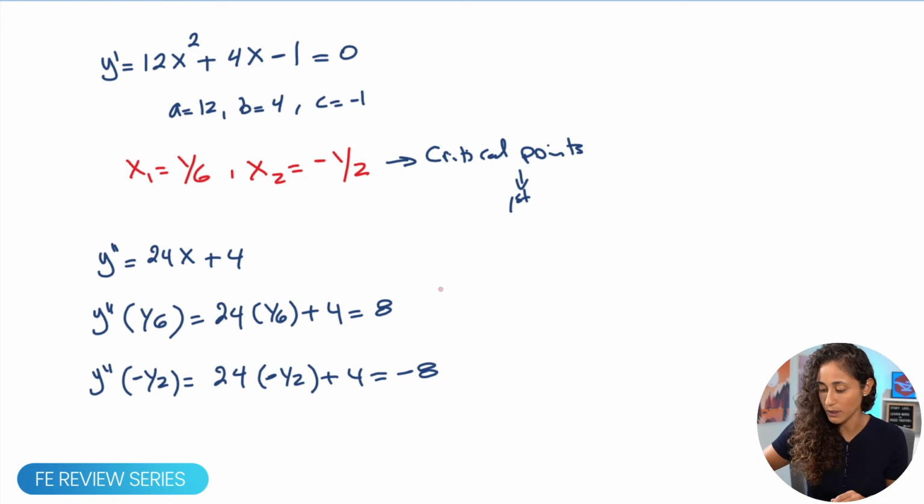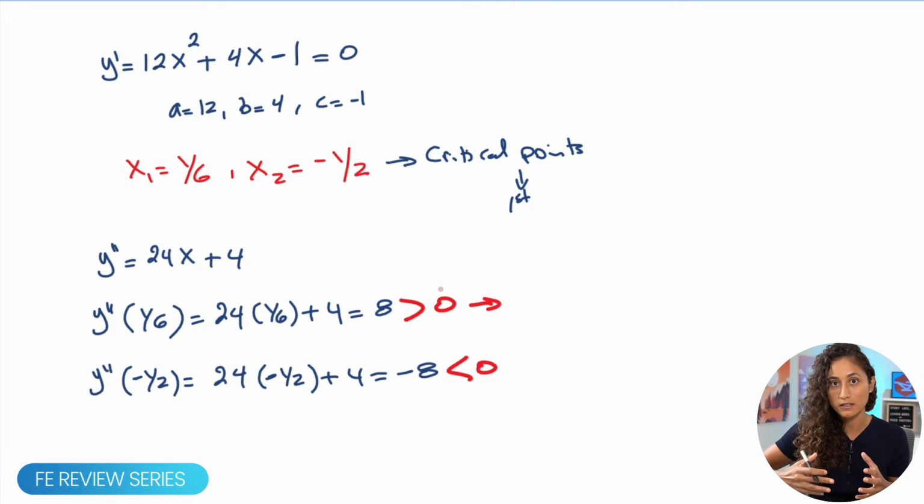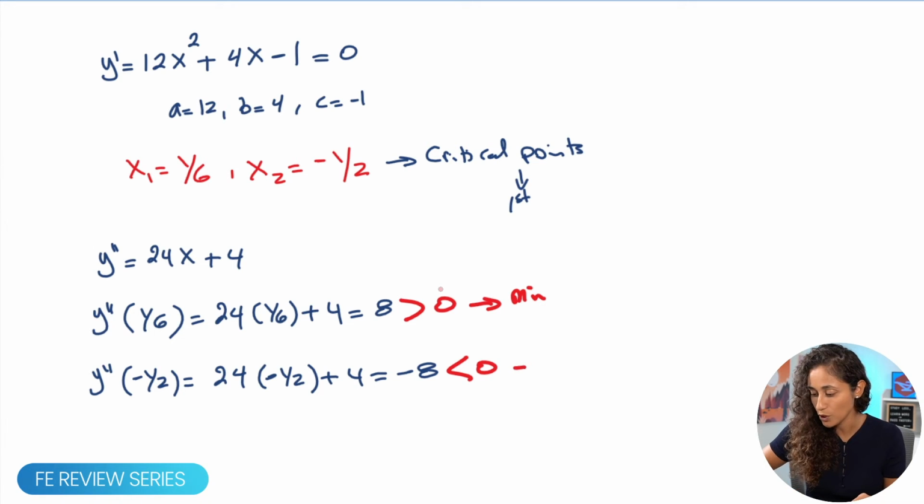So what does this mean? So this is greater than 0. This is negative, less than 0. That means that at 1/6, right, we're going to have a minimum value, okay? Now at minus 1/2, we're going to have a maximum value.